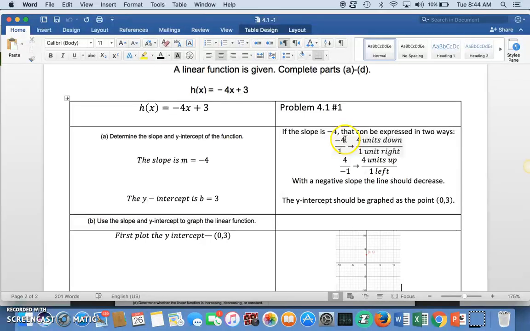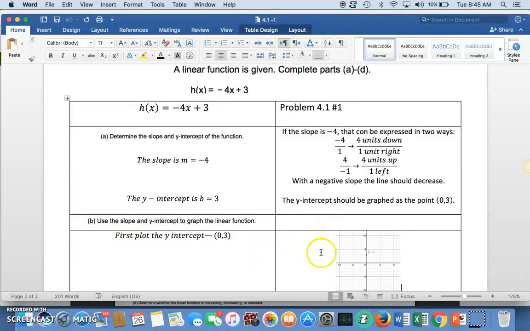That can be expressed as negative 4 over 1, which would mean 4 units down, 1 unit right, or you could write the 4 positive and the 1 negative, which would mean 4 units up and 1 left. And it has a negative slope, so the line should be decreasing. The y-intercept here is this value, that is b, so you would actually be plotting the point as 0, 3.